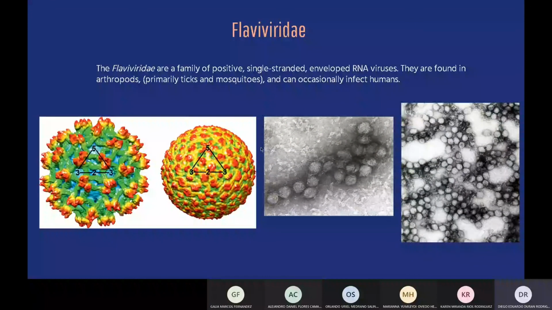The Flaviviridae. The Flaviviridae are a family of positive single-stranded enveloped RNA viruses. They are found in arthropods, primarily ticks and mosquitoes, and can occasionally infect humans. Members of this family belong to a single genus, Flavivirus.